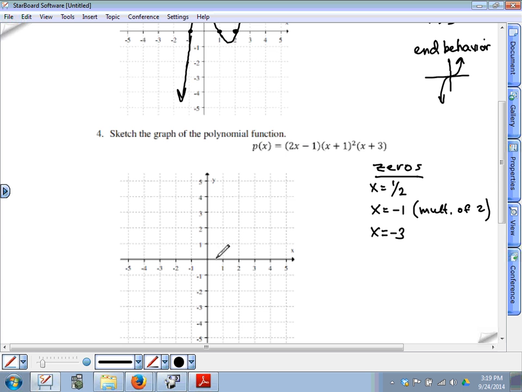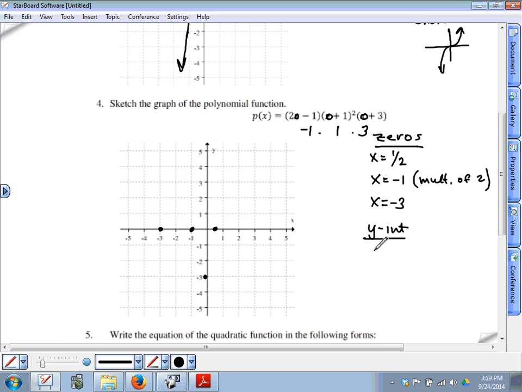Now I'm going to place those on x equals 1/2, x equals negative 1, and x equals negative 3. Now the y-intercept, unfortunately we don't have the general form, we have the factored form, so we have to let all the x's equal 0. If x equals 0, 2 times 0 is 0, minus 1, that's negative 1. 0 plus 1 is 1, 1 squared is 1. 0 plus 3 is 3, so negative 1 times 1 times 3 is negative 3. So the y-intercept is (0, negative 3).